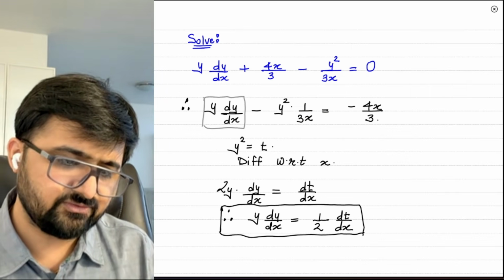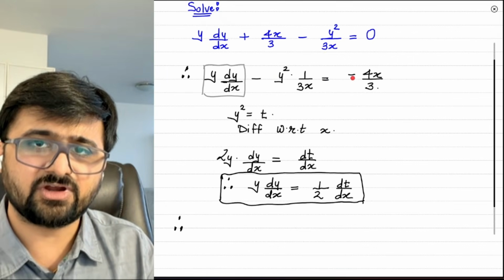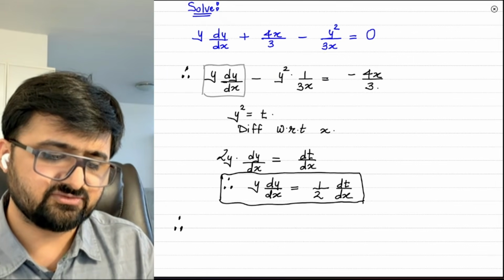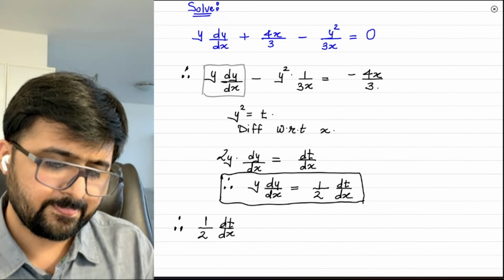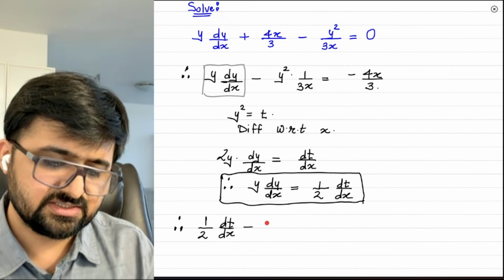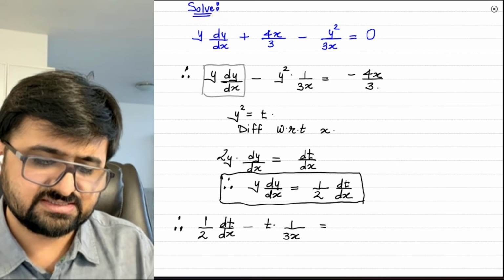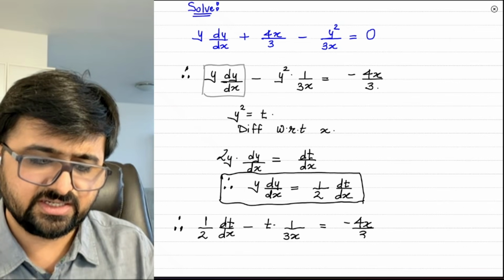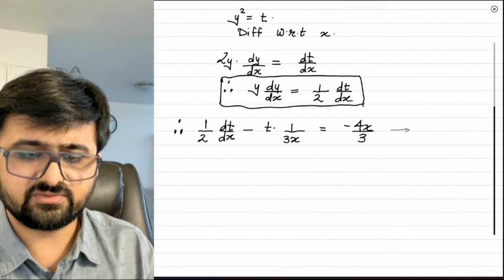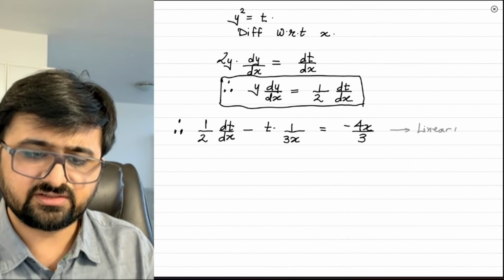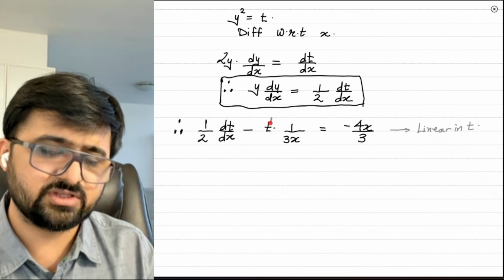So now you can make that substitution and eliminate y from here and convert it to t. So this y dy by dx is half dt by dx, minus y square is t, so this is t times 1 over 3x, is equal to minus 4x divided by 3. Now if you notice, this differential equation is linear in t. Why is it linear in t? Because t is occurring only once with power 1 now.